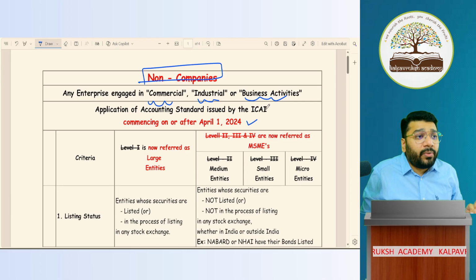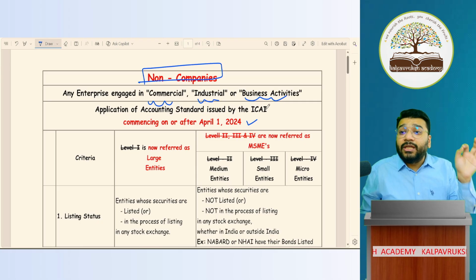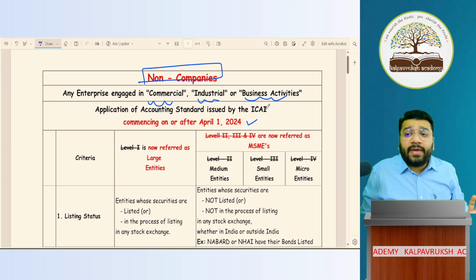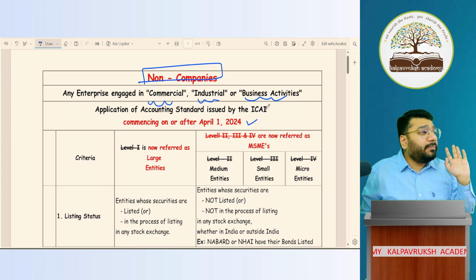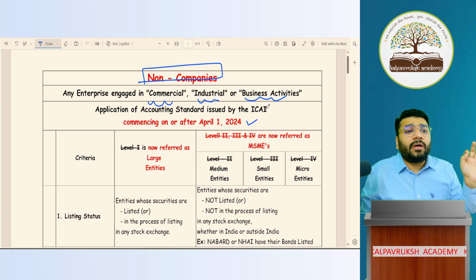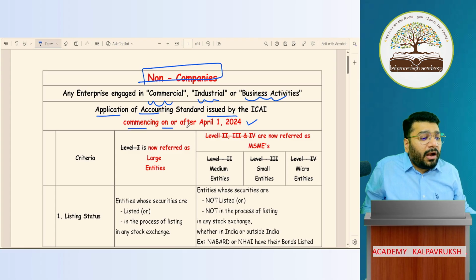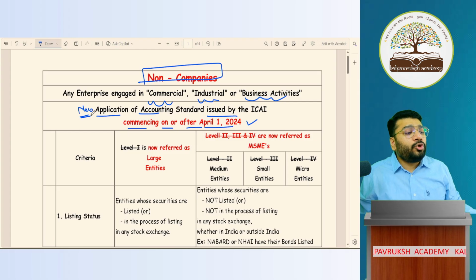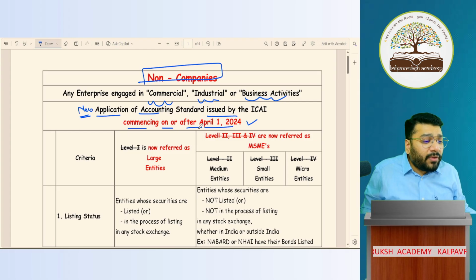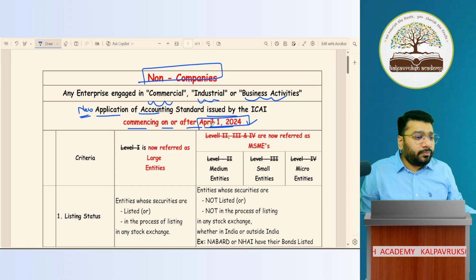You might get an MCQ question: from which date onwards is the new criteria for the applicability of AS on the non-corporates applicable, right? So it is 1 April 2024. So the application of the accounting standard issued by ICI commencing on or after 1 April 24, the new application of the accounting standard which is issued by ICI, is applicable with effect from 1st April 2024.